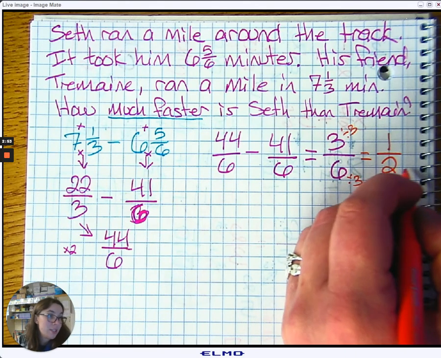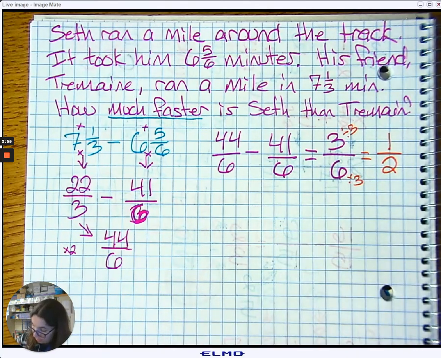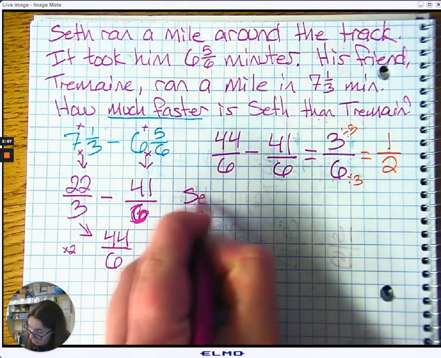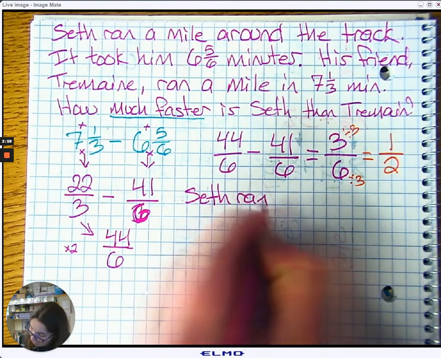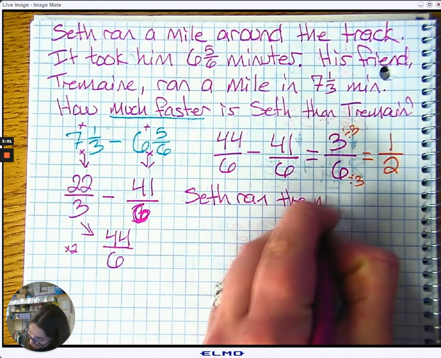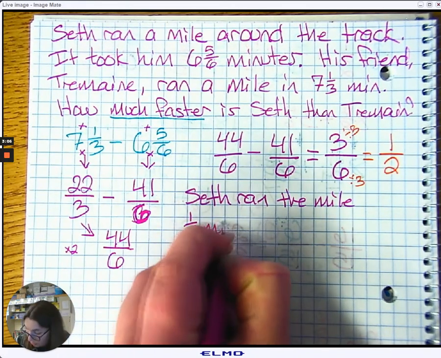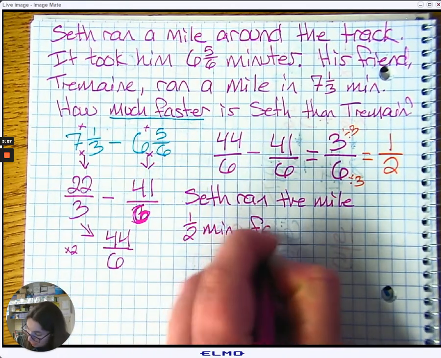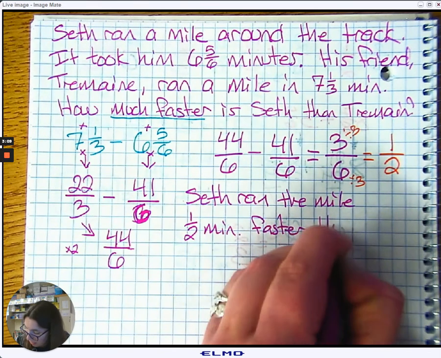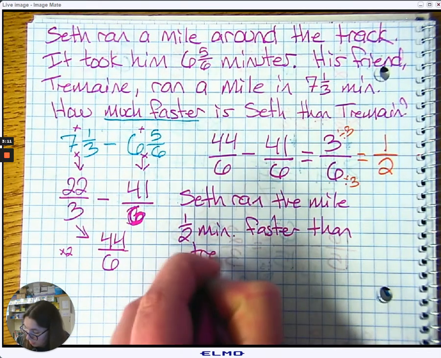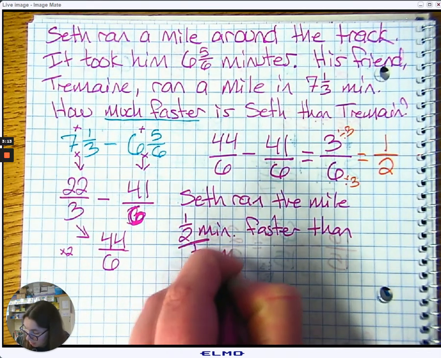So how much faster is Seth than Tremaine? Seth ran the mile 1/2 minute, or 30 seconds, faster than Tremaine. Oops, capitalize the T there.